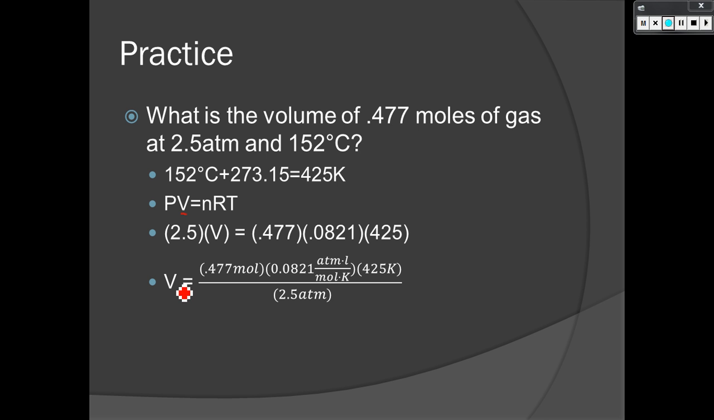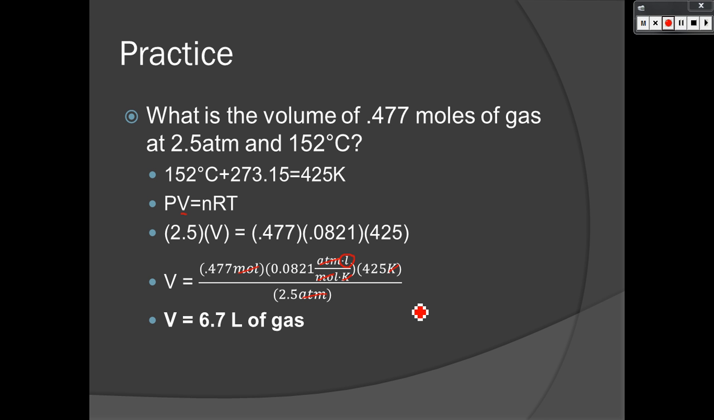Then we rearrange the equation, so we're going to divide both sides by 0.25 atmospheres. So now here we've got our moles canceling here, our kelvins canceling here. This atmosphere would be atmospheres over 1, so when we flip that and do the reciprocal, this atmosphere is going to cancel that atmosphere. We're left with liters, which is what we want. And so we get volume equals 6.7 liters of gas.